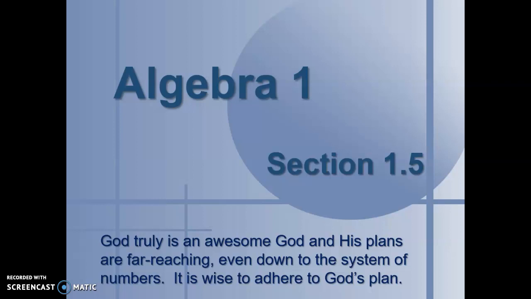Our biblical reminder for today is that God is truly an awesome God, and His plans are far-reaching, even down to a system of numbers. If He can create detailed and intricate plans, including all these numbers and patterns that we have, then He can definitely create everything else. And if we are following His system of numbers, it would be wise to follow the other plans that He has in place as well.